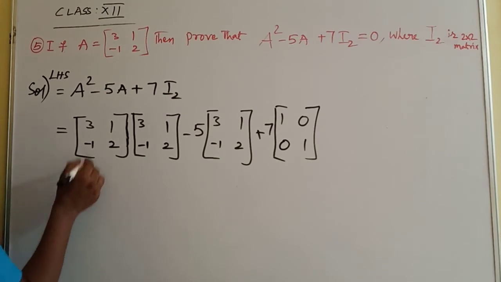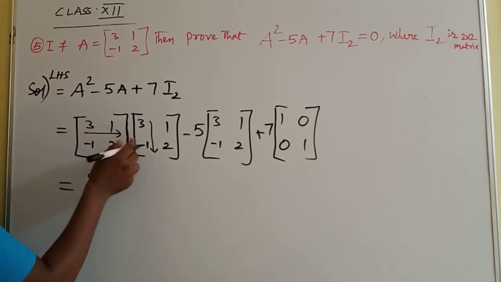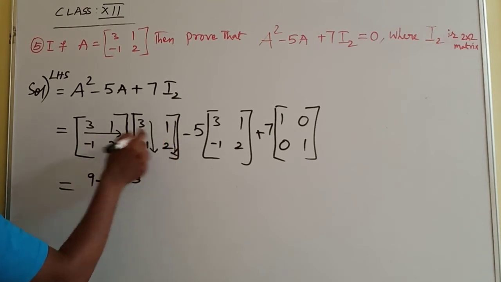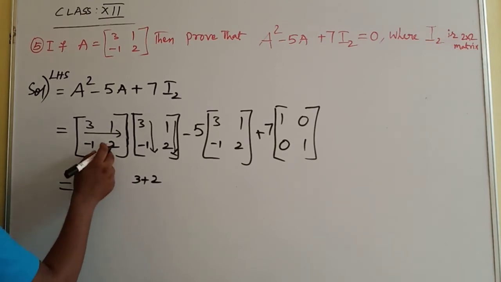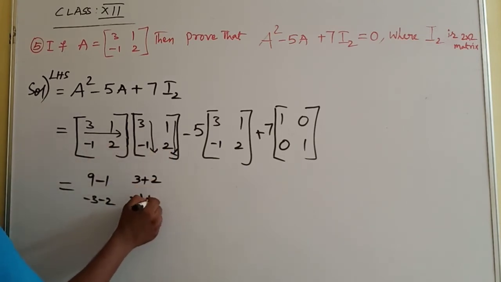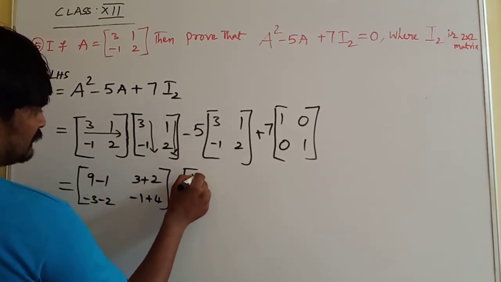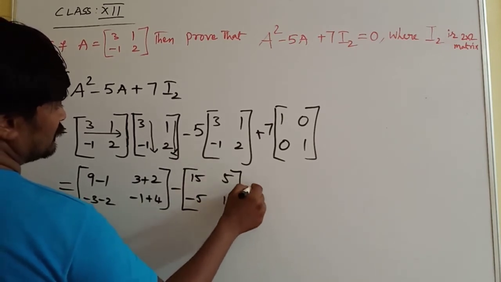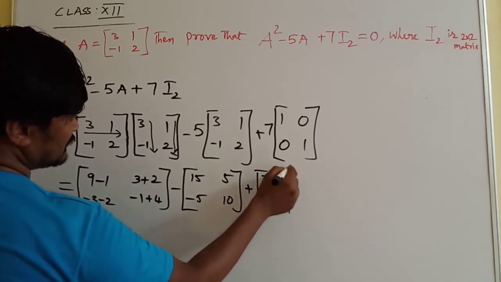Now multiply first row, first column, you get the first element: 3 3s are 9, 1 into minus 1 is minus 1. For the second element: 3 1s are 3, 1 into 2 is 2. Next, minus 1 3s are minus 3, 2 into minus 1 is minus 2. Then minus 1 into 1 is minus 1, 2 into 2 is plus 4. Minus 5 times the matrix: 5 3s are 15, 5 1s are 5, 5 minus 1s are minus 5, 5 2s are 10. Plus 7 1s are 7, zeros are 0, 0, and 7 1s are 7.